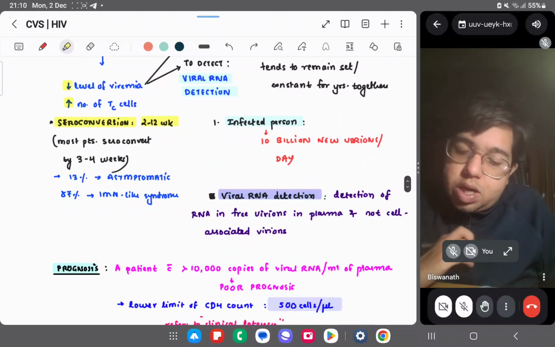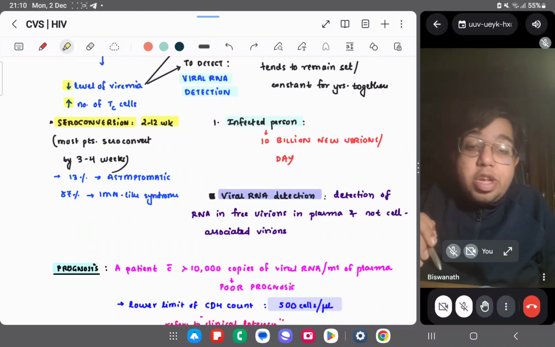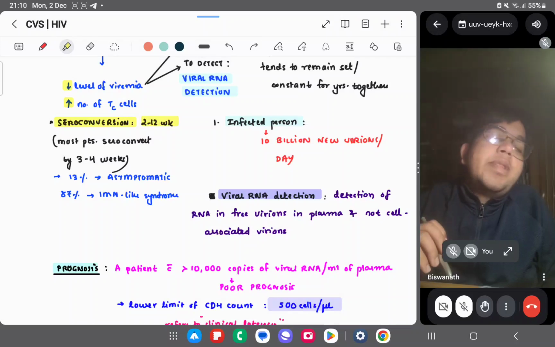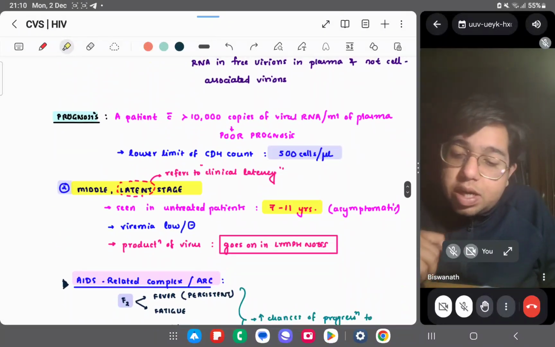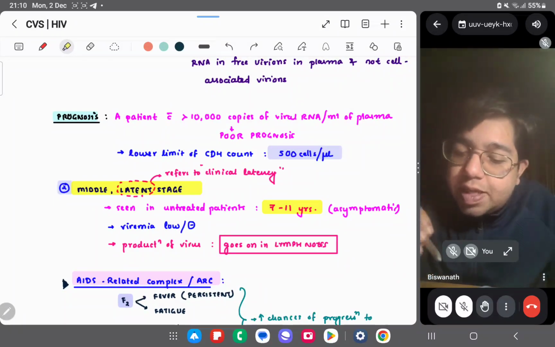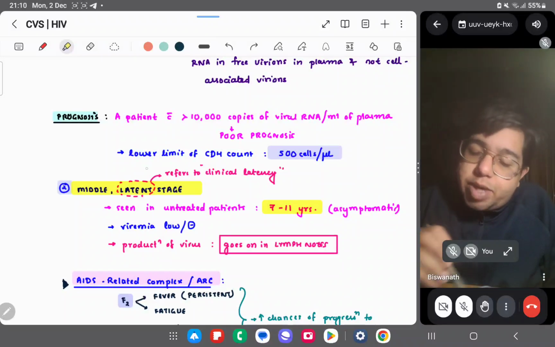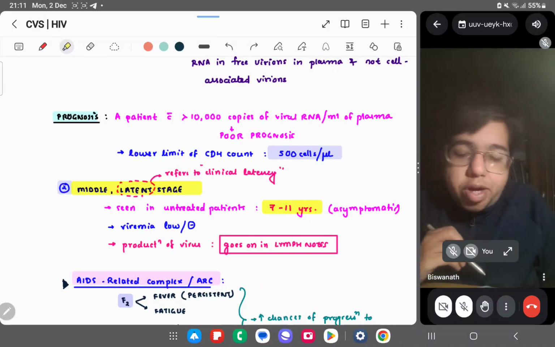An infected person is basically producing 100 billion new virions per day. So your body has become the factory for the virus and it's happily progressing. For prognosis, a patient with more than 1,000 copies of viral RNA per ml of plasma has a poor prognosis. Just remember that the lower limit of CD4 count is 500 cells per milliliter.